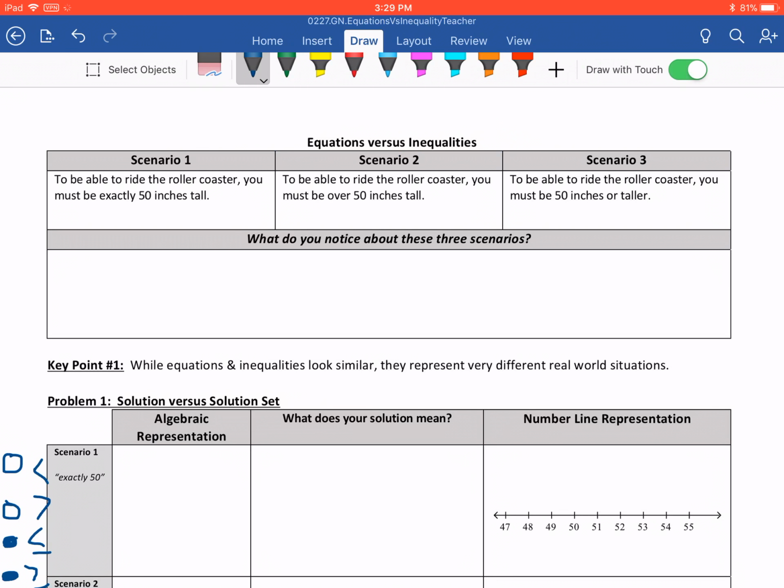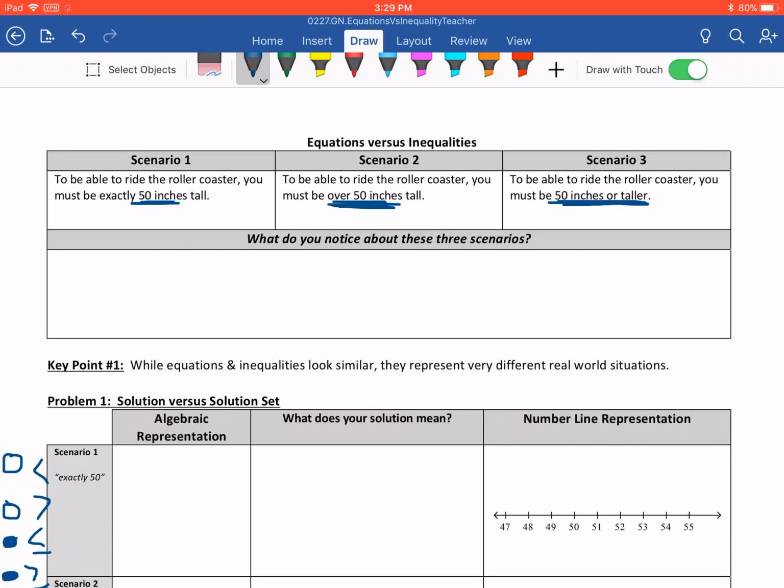So we have three little scenarios here, three different situations. The first one says, to be able to ride the roller coaster, you must be exactly 50 inches tall. Okay, exactly 50. The second one says, to be able to ride the roller coaster, you must be over 50 inches tall. So over 50 inches tall. And the last one says, to be able to ride the roller coaster, you must be 50 inches or taller.